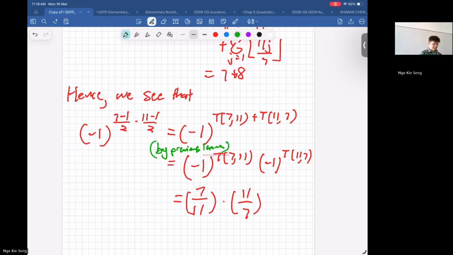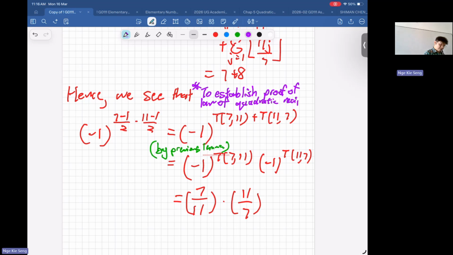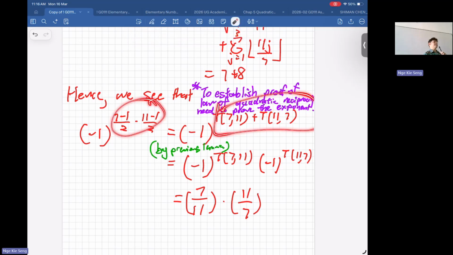Okay. So to establish the proof of the law of quadratic reciprocity, we need to prove the exponent. They need to prove that they have the same exponent. Okay, so on one side is a product, on the other side is a sum.